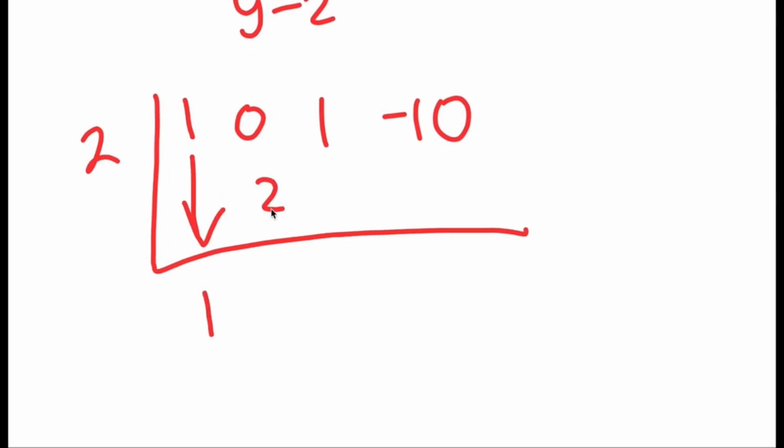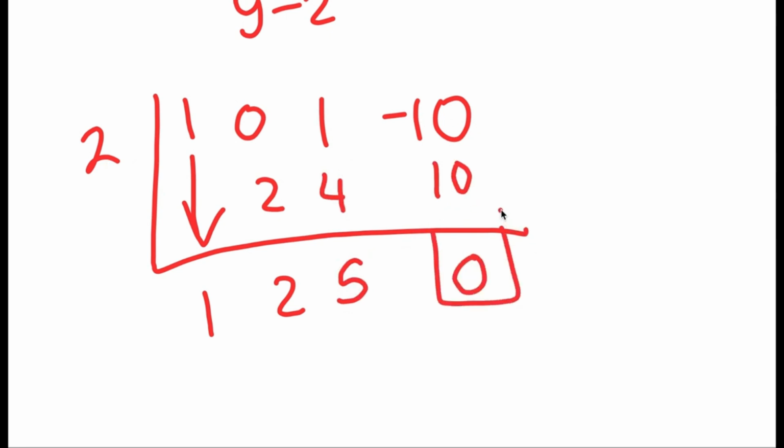2 times 1 is 2. 0 plus 2 is 2. 2 times 2 is 4. 1 plus 4 is 5. And 2 times 5 is 10. Negative 10 plus 10 is 0, so I have a remainder of 0.